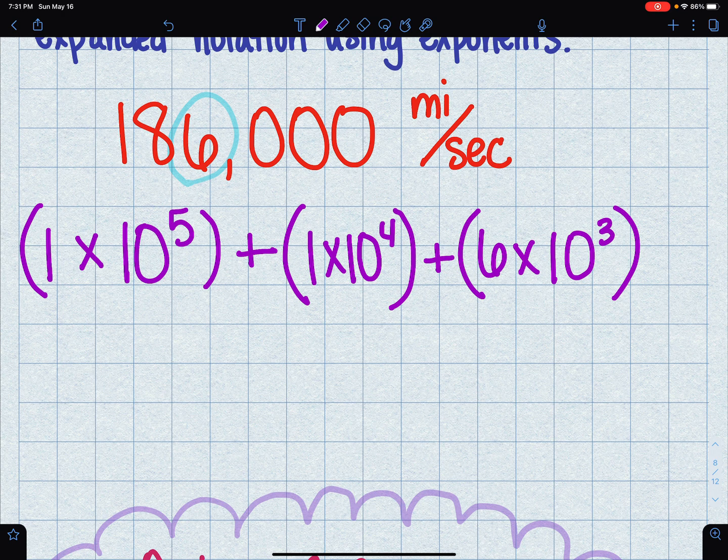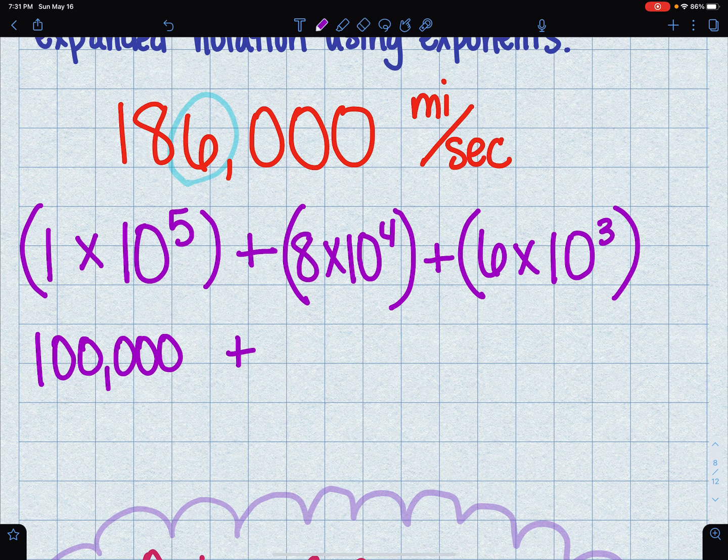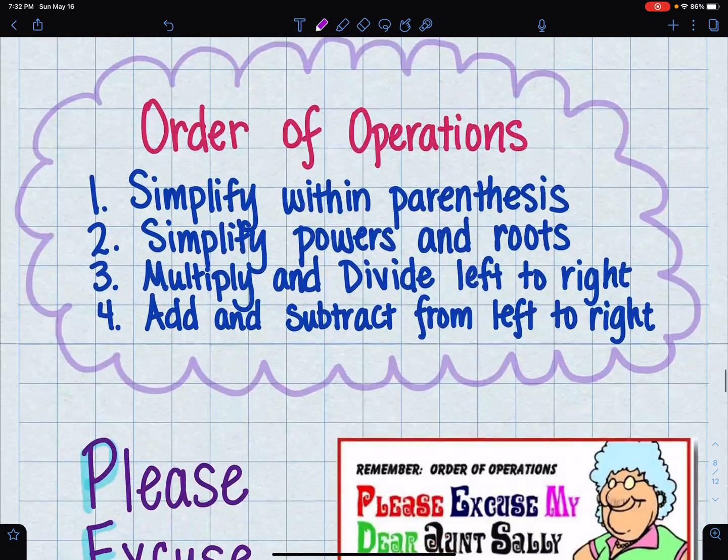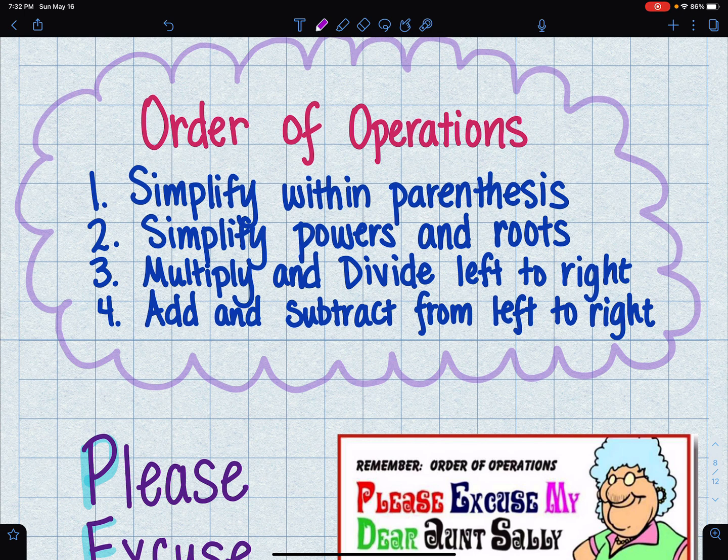Cool. This would basically be 100,000 plus, oh, I messed up here. I messed up here. This should be 8. I'm glad I saw that because this is this number. So instead of writing a 1, it should be the number that it is. So that would be 80,000 plus 6,000.